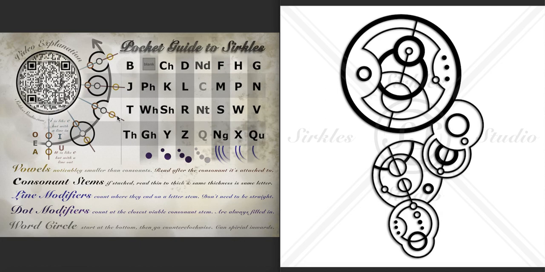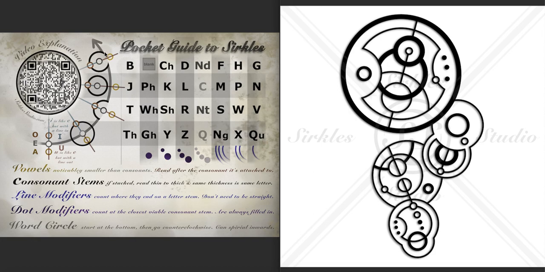It was done using this script, which uses a combination of these four different letter stems in conjunction with different modifiers, which are dots and lines to make each of the consonants. And vowels are smaller circles, and they have different positions depending upon what vowel they are and if they're attached on one of these four consonant stems.